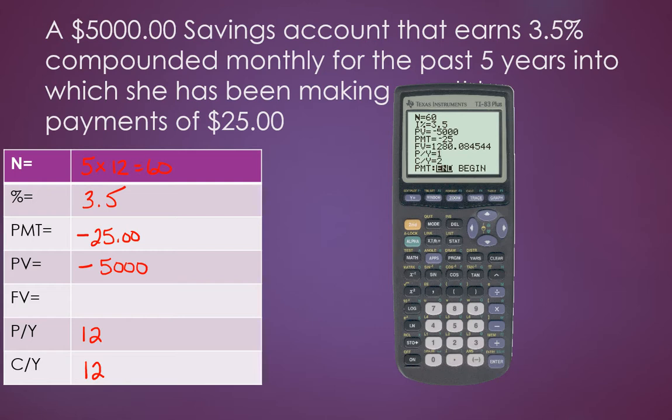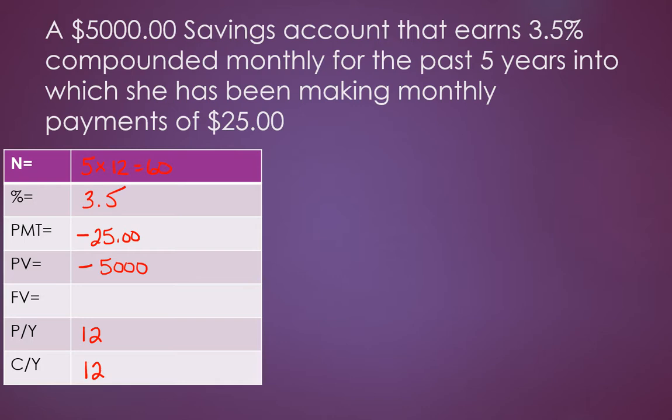Future value we'll figure out in a minute. 12 and 12. Cursor over future value. Alpha solve. 75.91 and 37 cents. So 75.91 and 37 cents is what the future value is for that portfolio. It should be significantly higher than what she put in at the beginning, the 5,000, because she's making some payments, so she's increasing the principal that's there.